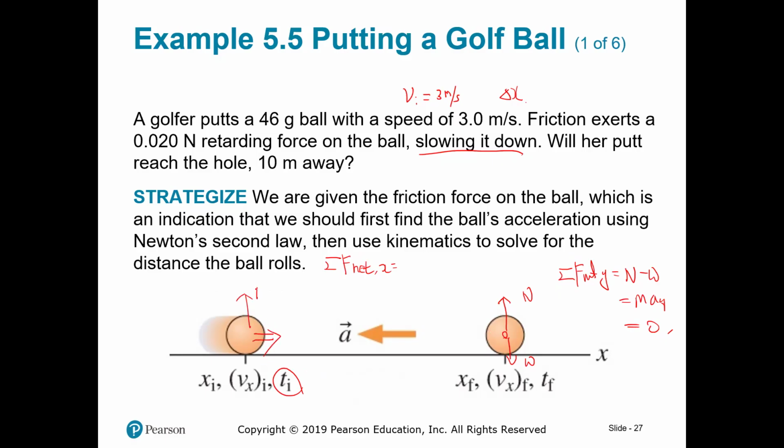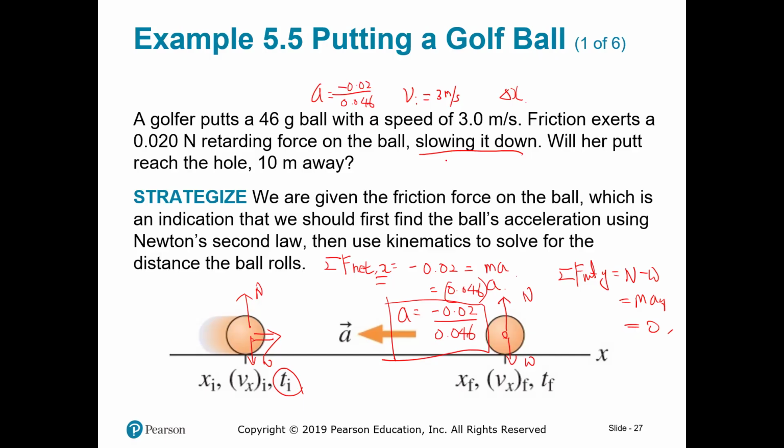So the net force acting on the ball when it's moving, the horizontal net force, is what? This is the friction force only, right? So this is minus 0.02 Newton. This is the only force, equals ma, where m is 0.046 kilogram, times a. So your acceleration is going to be minus 0.02 divided by 0.046. Of course, it makes sense because it's negative, right? So now you find your acceleration is whatever number you get from here.